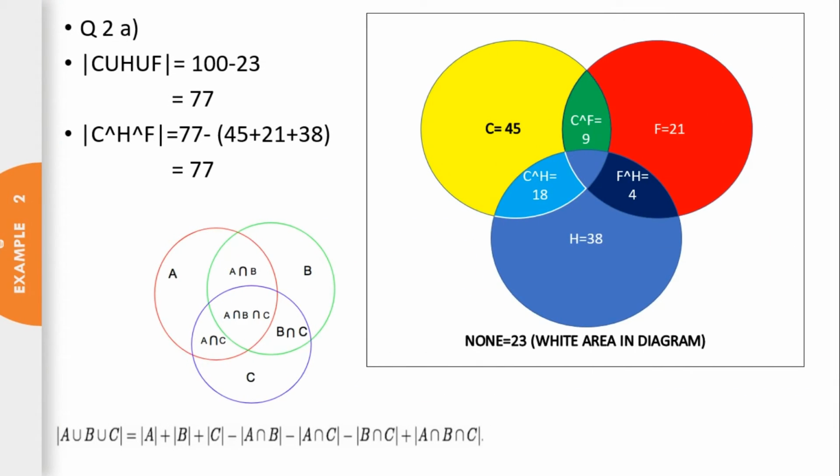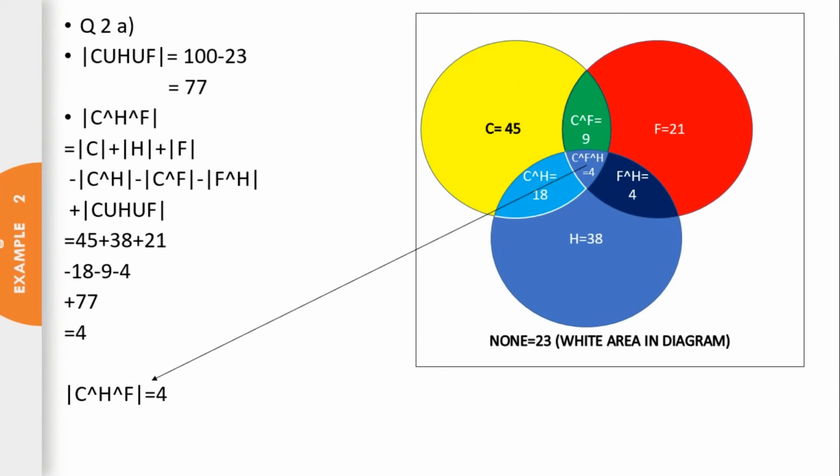So we have to count first how many sportsmen were playing only one game. For that, we have the formula, the principle of inclusion and exclusion on 3 sets. This is A union B union C is equal to A plus B plus C minus A intersection B minus A intersection C minus B intersection C plus A intersection B intersection C. So this is about it.